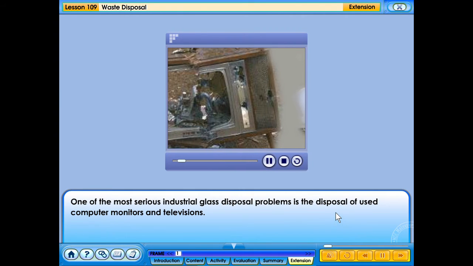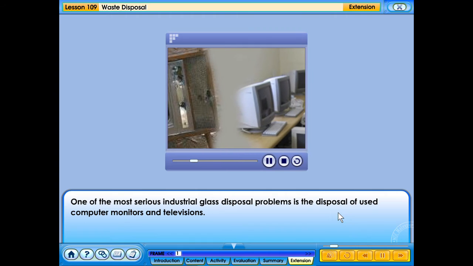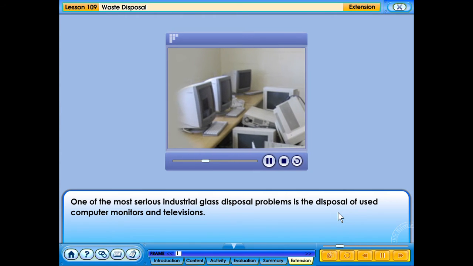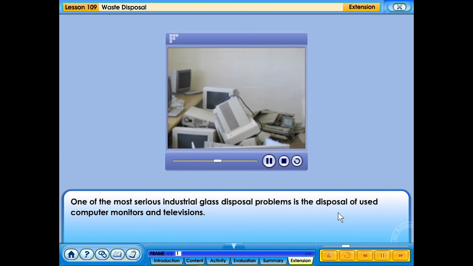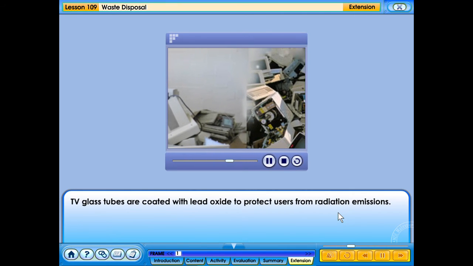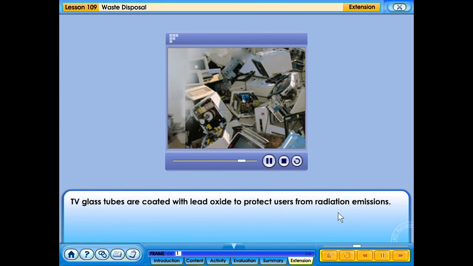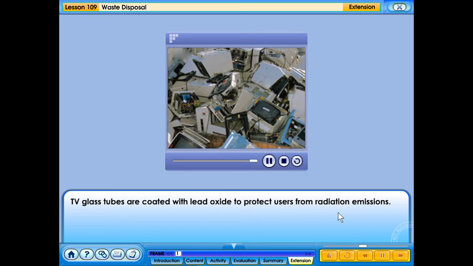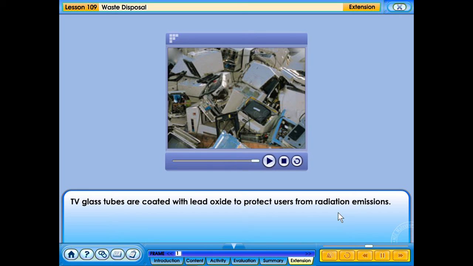One of the most serious industrial glass disposal problems is the disposal of used computer monitors and televisions. TV glass tubes are coated with lead oxide to protect users from radiation emissions. Lead is toxic, and the presence of lead makes it difficult to dispose the tubes in landfills. Glass recycling is the best method to overcome the problem.